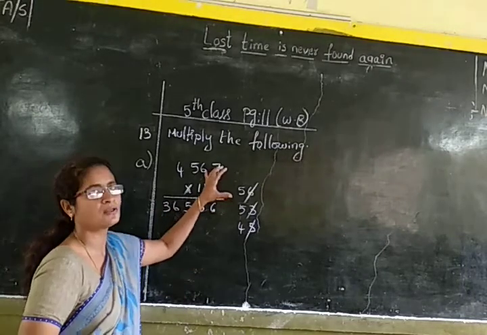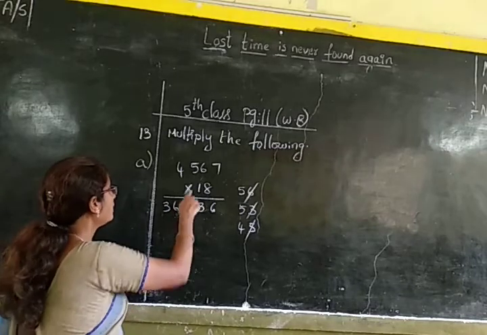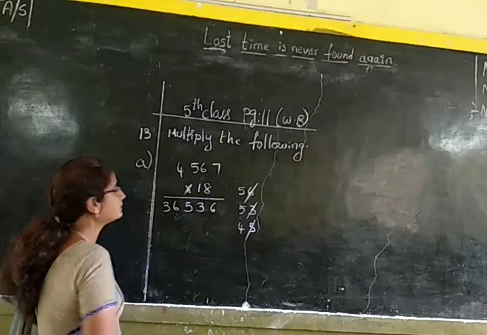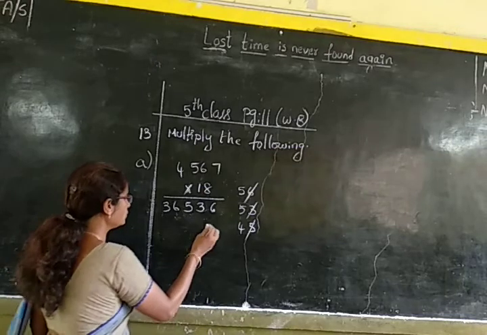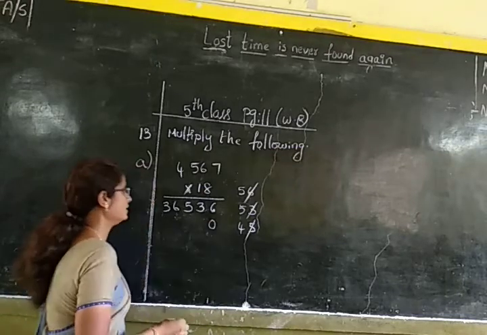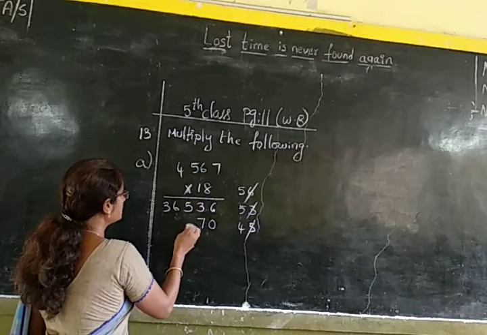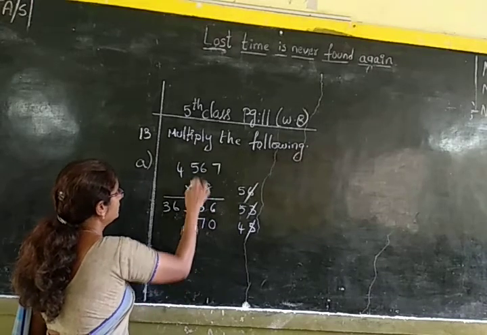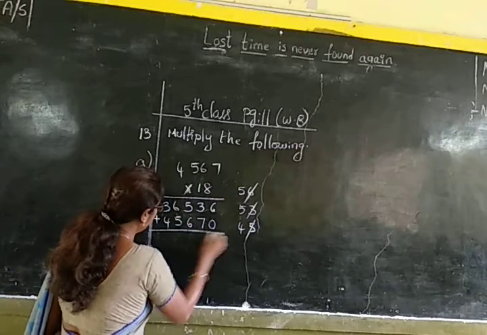I have multiplied the whole number with 8. Now what am I going to do? Now I am going to multiply the whole number with 1. Here 1 is in tens place, so I have to put 0 in ones place. Now 1 seven is 7. 1 six is 6. 1 five is 5. 1 four is 4.